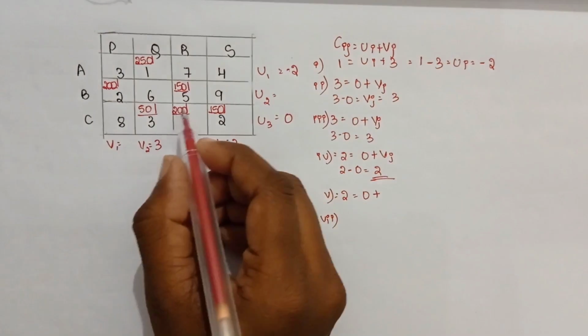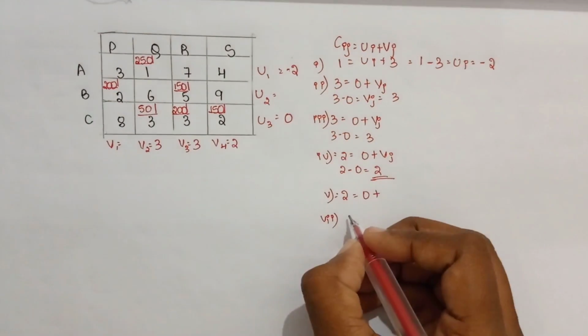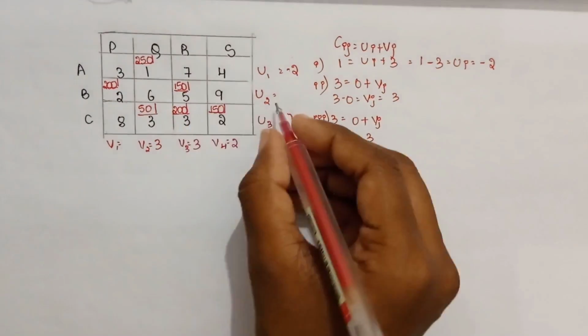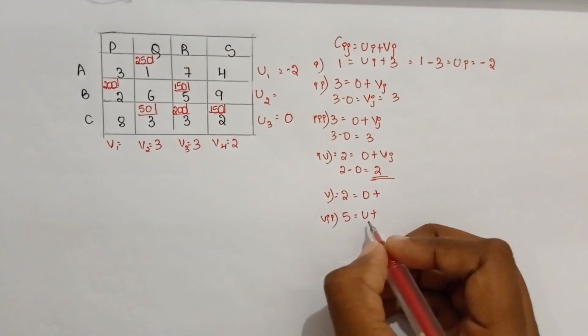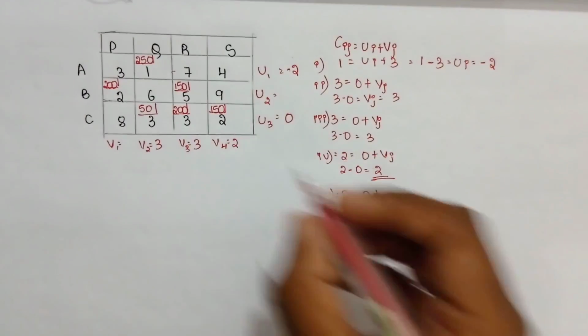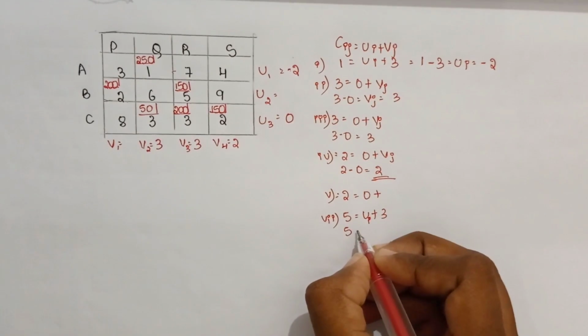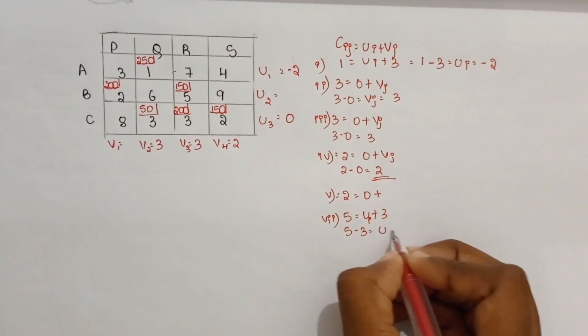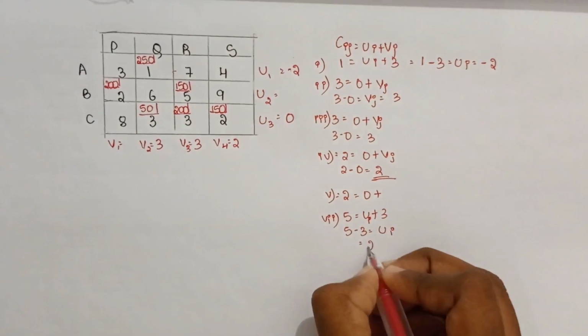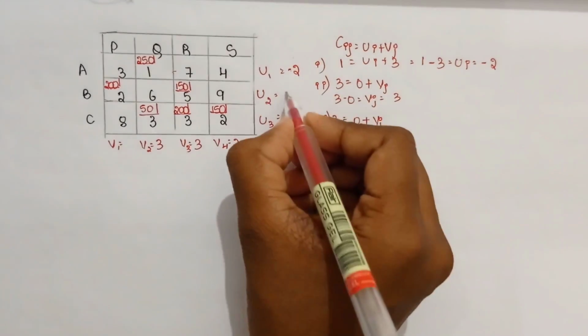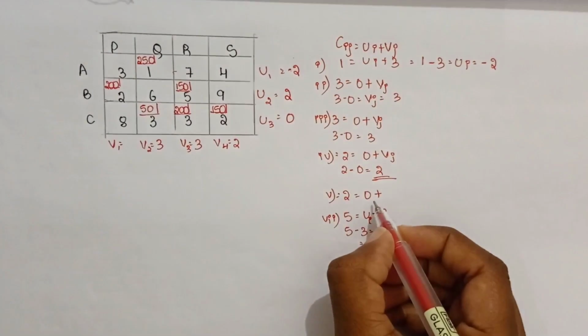So the second allotted cell in this row is 5. So the Cij value is 5. 5 is equal to, I don't know the u value, plus I know the v value. So the v value is 3. When I transfer this 3, the positive 3 will become negative 3. So 5 minus 3 is 2. So the u value is 2. Now I can compute this.